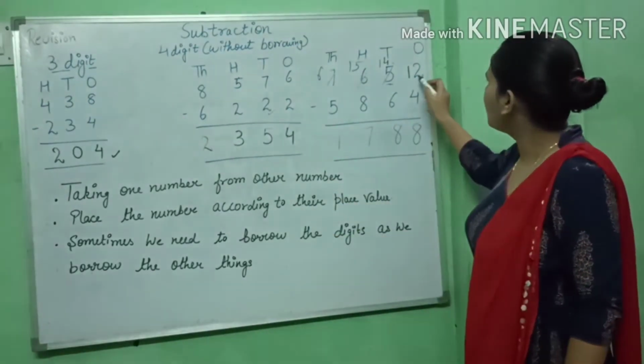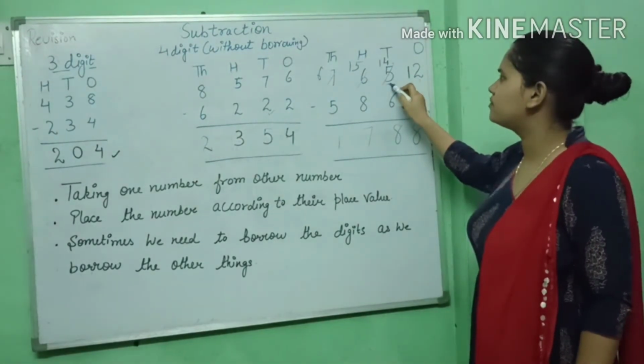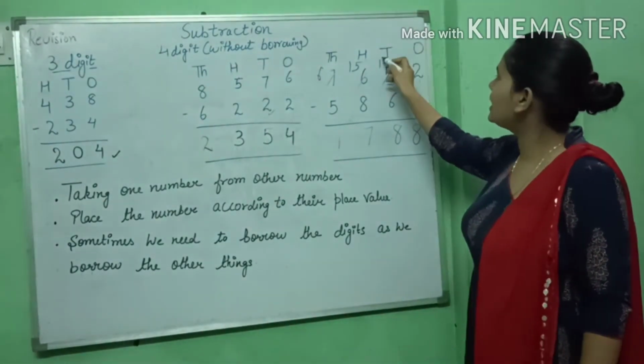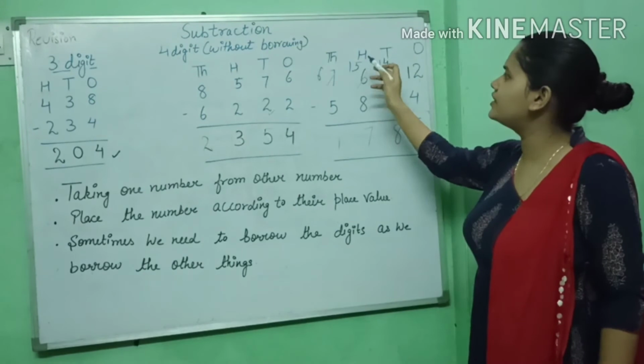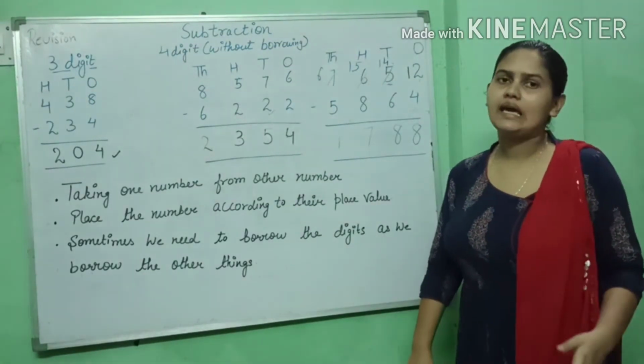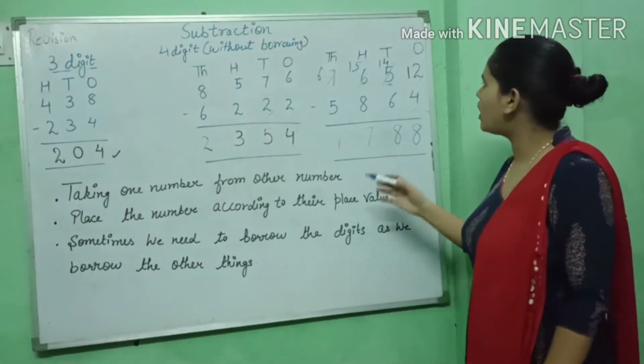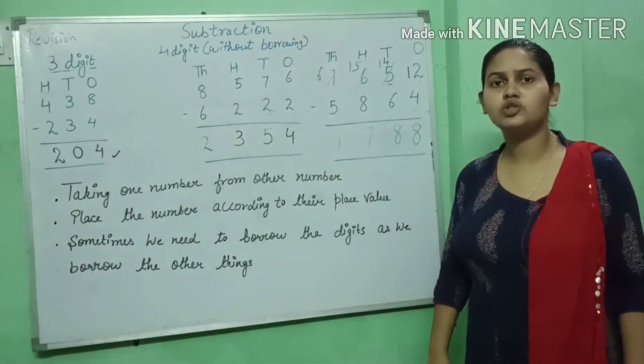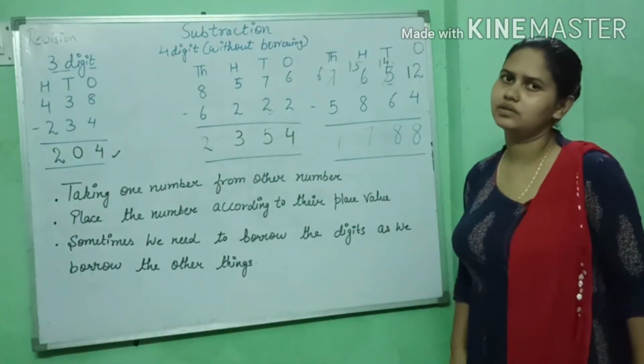So in this way we learn how to take a carry from another number. You can see the ones take a carry from the tens, the tens take a carry from the hundreds, and the hundreds take a carry from the thousands. In this way we can borrow from another number so we can subtract.